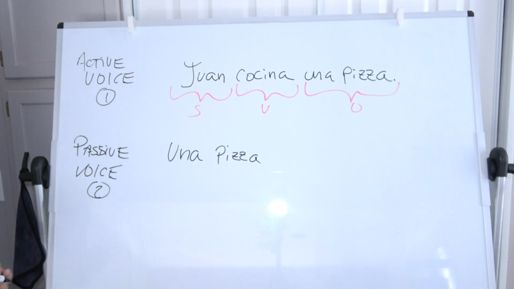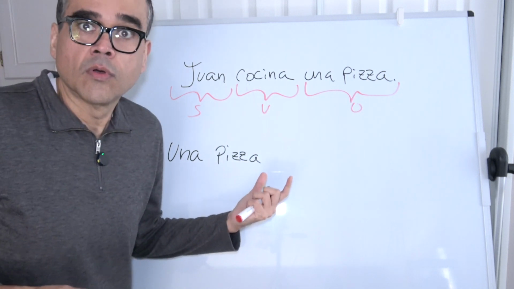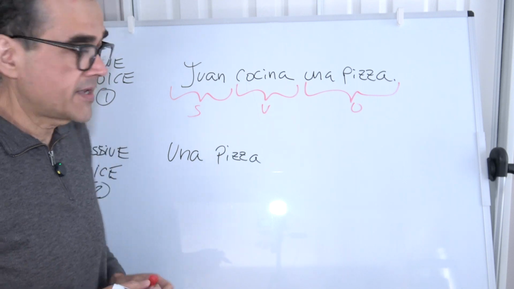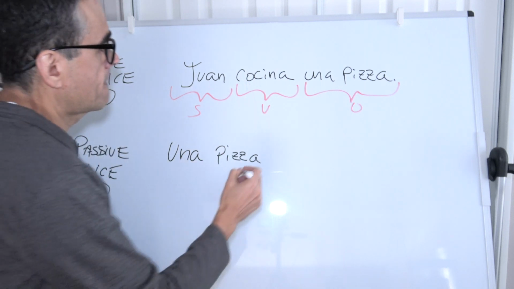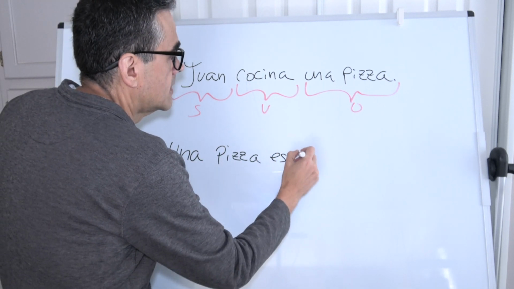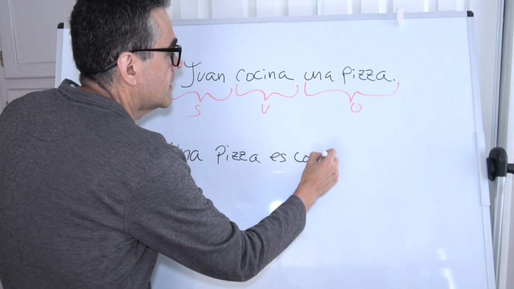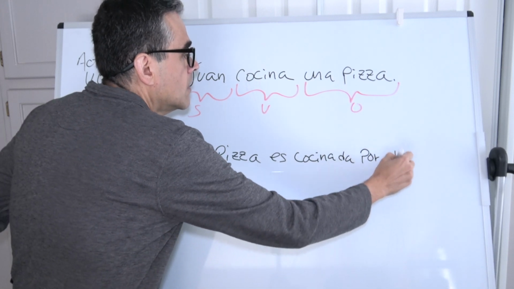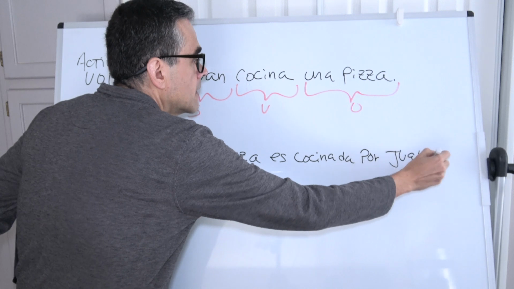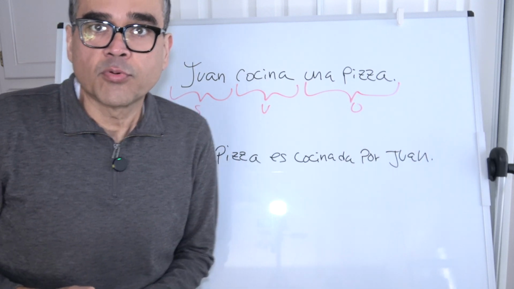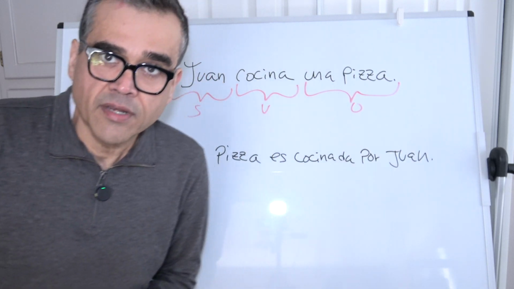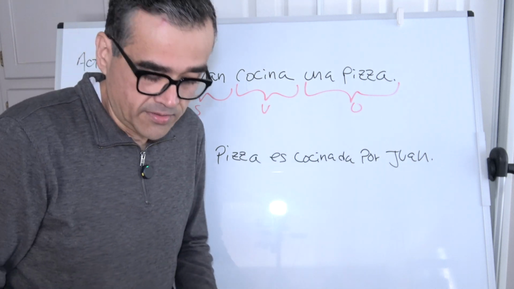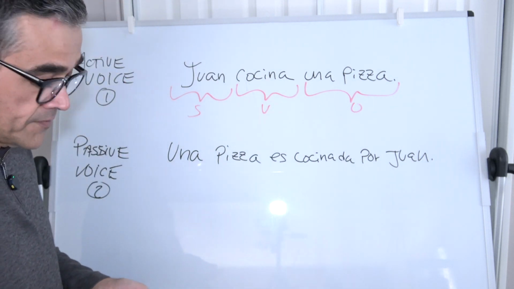Now, what else? Who is cooking the pizza? Juan, right? Una pizza es cocinada por Juan. At this point, you're probably saying, wait a minute, Professor Ramirez, what are you doing here? Why did you change it this way? Well, this is what I am going to explain now.